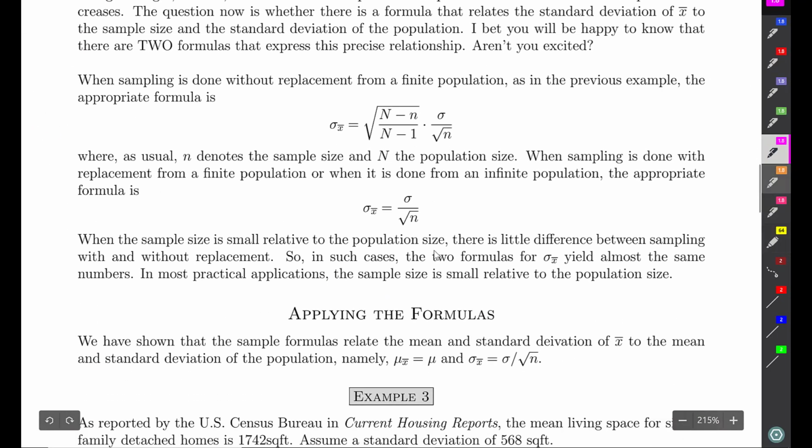Here are the formulas that we've used. So if there is no sampling, if sampling is done without replacement, you would use this formula. If sampling is done with replacement and it's a finite population, then you would use this formula. And this is typically the one that we're going to use most often. Sigma sub x bar is equal to sigma over the square root of n. That is one way to show the standard deviation of a sample set.